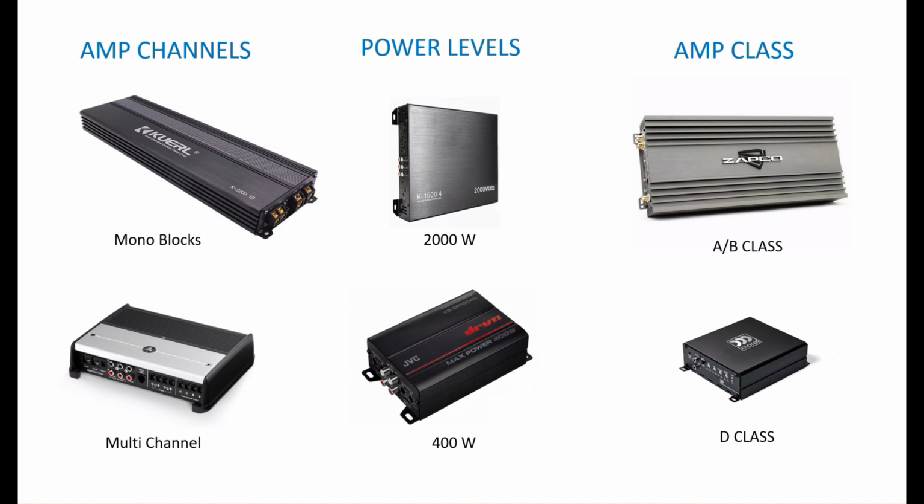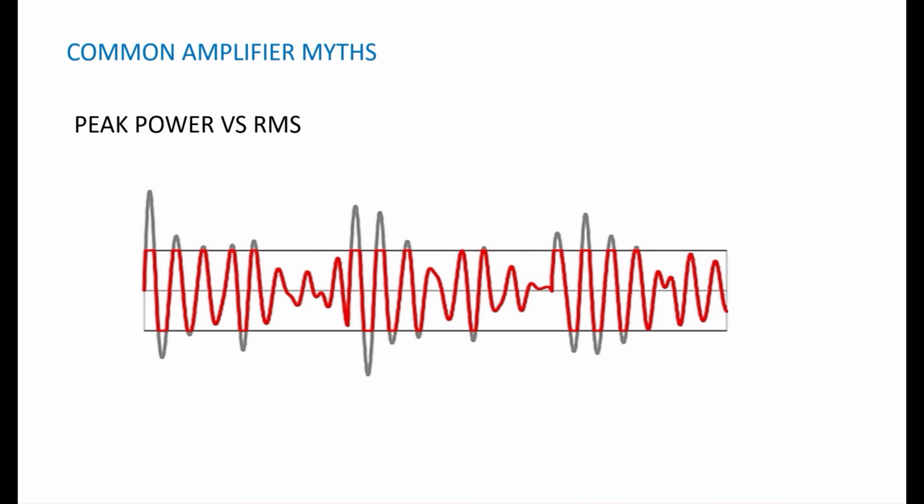So now that we've looked at the different types of amplifiers, let's have a look at some of the myths and misconceptions around amplifiers. The first one I want to talk about is peak power versus RMS. On the front of amplifiers, you'll find 1000 watts or something in big letters all over the front. What people don't realize is that these peak power measurements are pretty much useless and are really just there for marketing purposes to lure consumers in to buy their products.